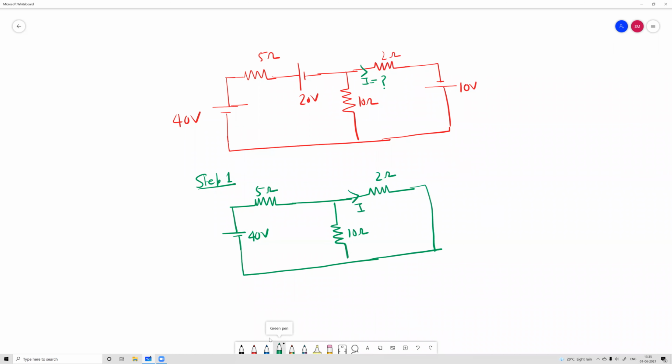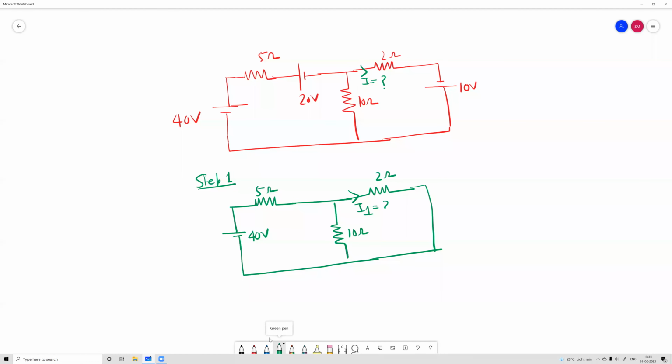Who can find the current? At least tell how to calculate it. If you don't have access to a calculator at the moment, how to calculate? Anyone who wants to help me find the I, rather I1?